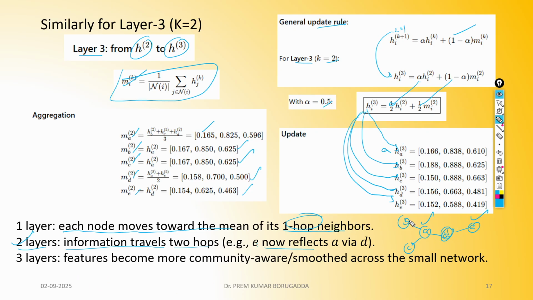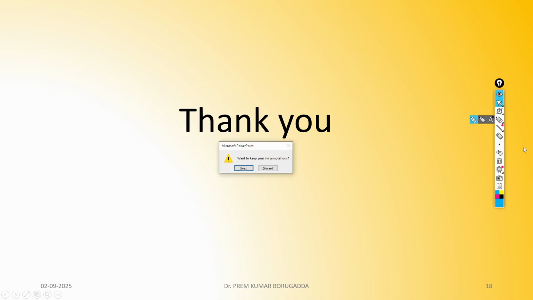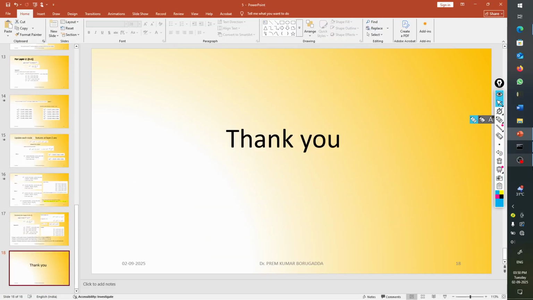Layer 1 means direct graph connections like BD, AC, AD. Similarly, layer 3 means features become more communal, spread through the entire network. This is the way we update the nodes' information according to your layers, whether you want to use layer 1, layer 2, or layer 3. Now I will explain this programmatically.